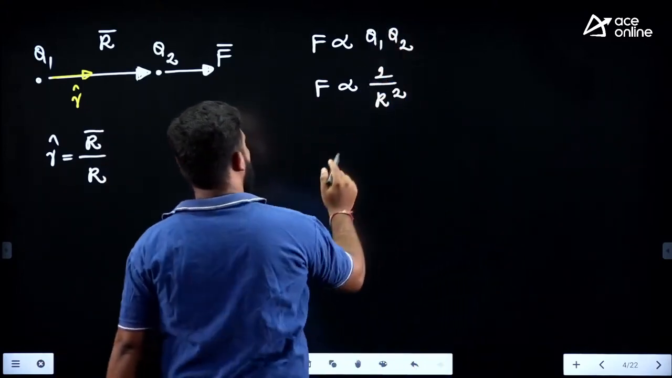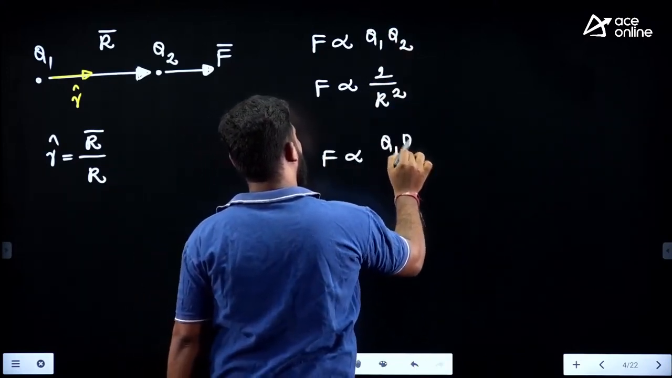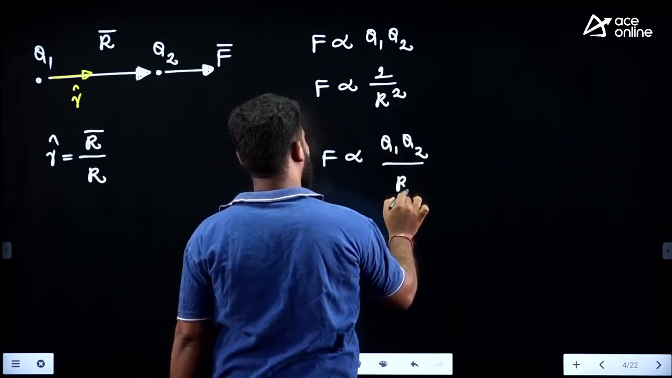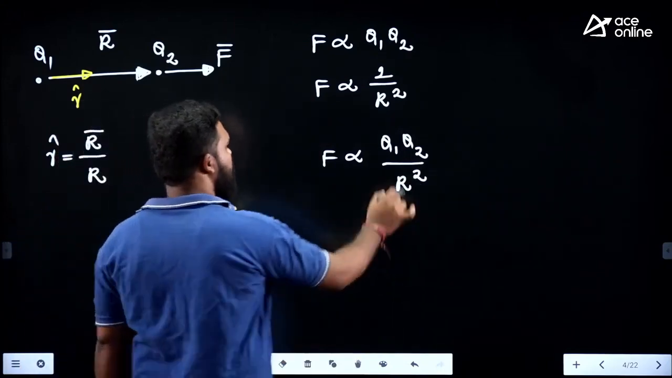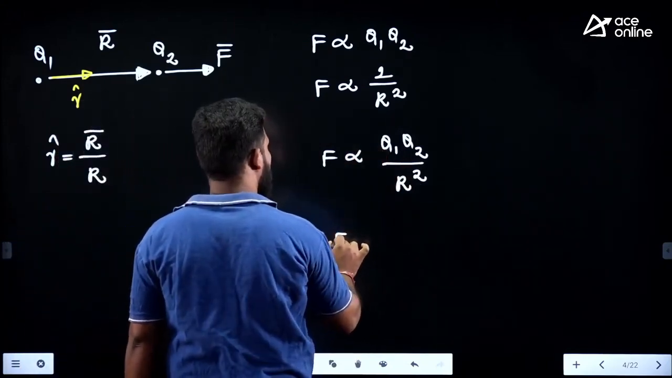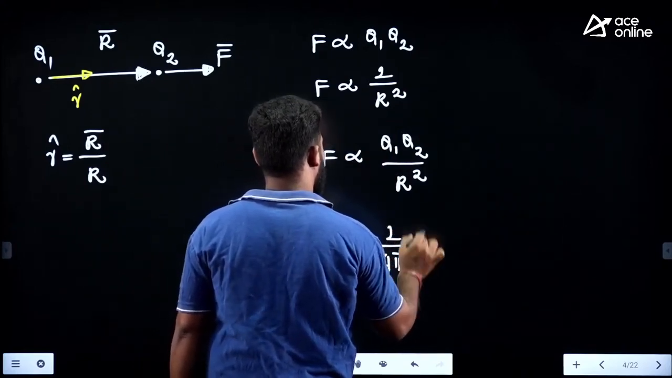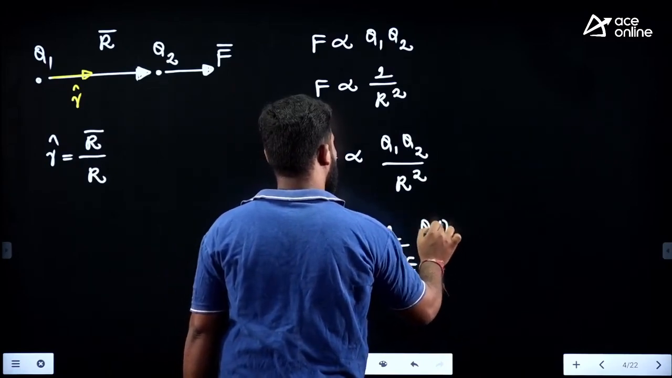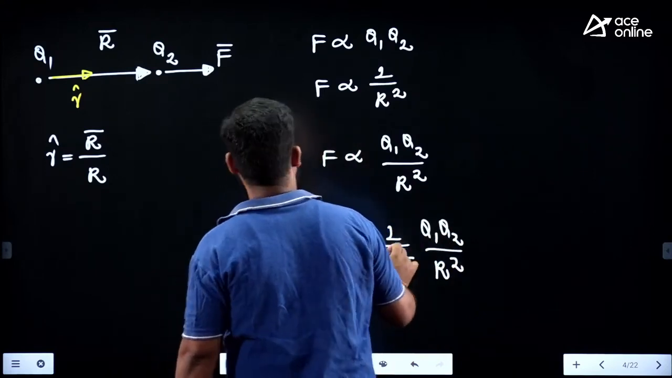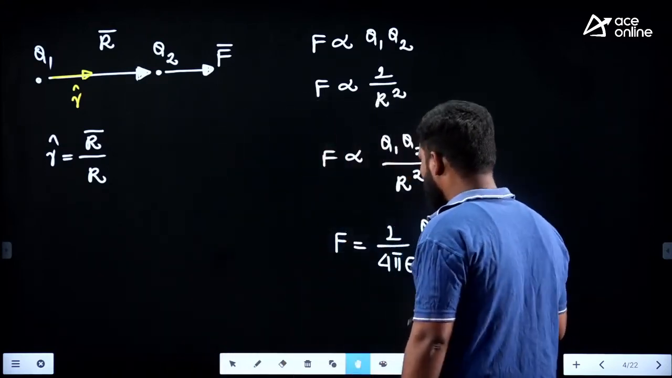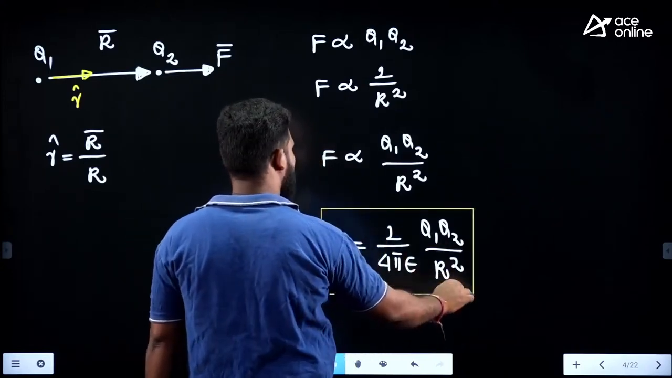So just combine these two things. If you combine them, the force is proportional to Q1 into Q2 divided by r square. And there is a proportionality constant here. What is the proportionality constant? F is equal to 1 divided by 4 pi epsilon into Q1 Q2 divided by r square. So this is the scalar form. Most of the questions will be from this scalar form only.